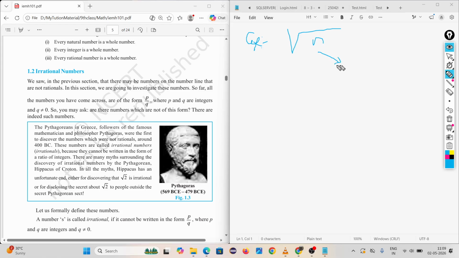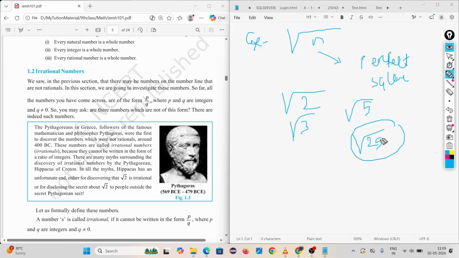should not be a perfect square. The number should not be a perfect square. A square root of a non-perfect square is an example of an irrational number. Root 2, root 3, root 5. You tell me, is root 25 rational or irrational? Rational, sir. Rational, because I can write 25 as 5 into 5, and when you remove the square root, 5 will come outside. Okay.